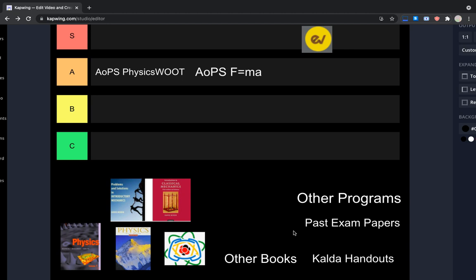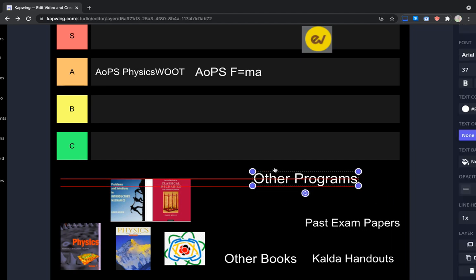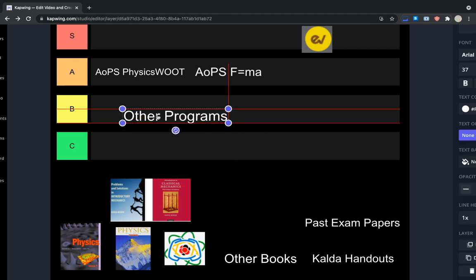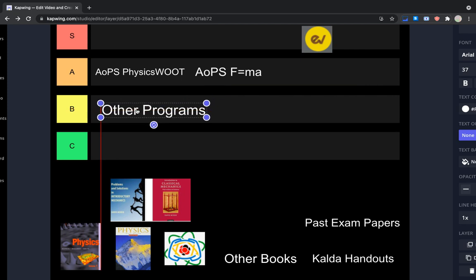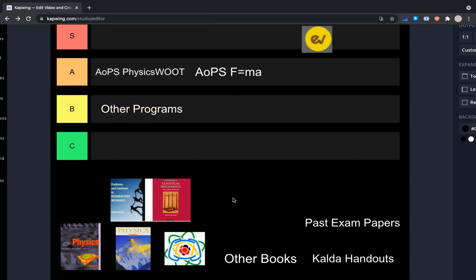And since I haven't really taken the classes, and I've heard that they're not really that good, I'm going to put other programs such as Awesome Math and Alpha Star in B tier. So I'll put them right here. Textbooks are also a great resource.